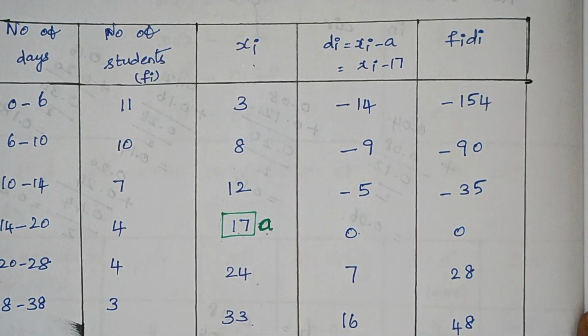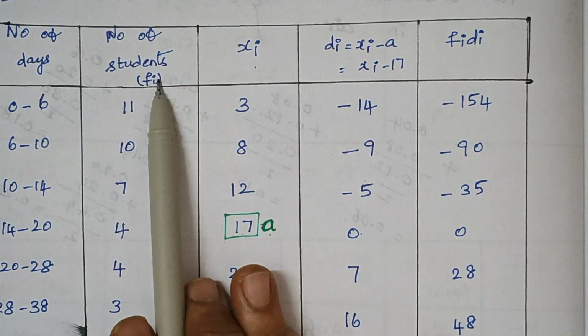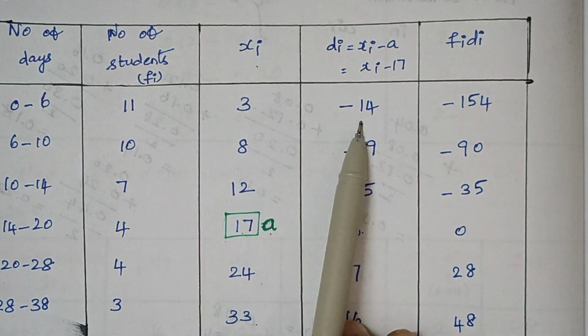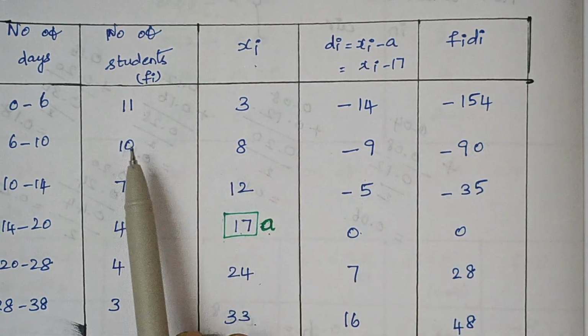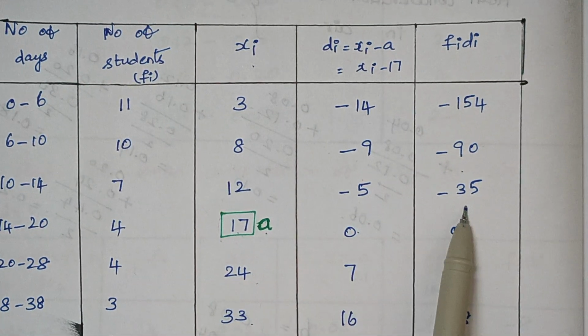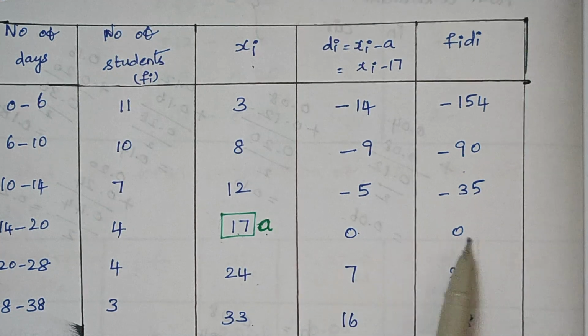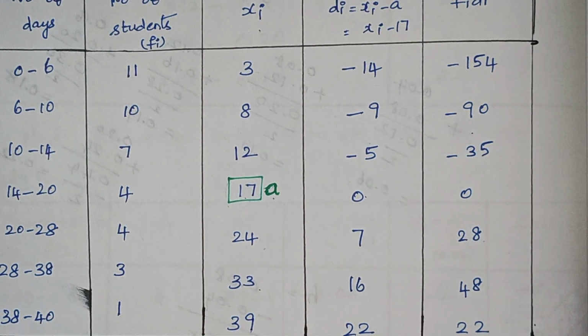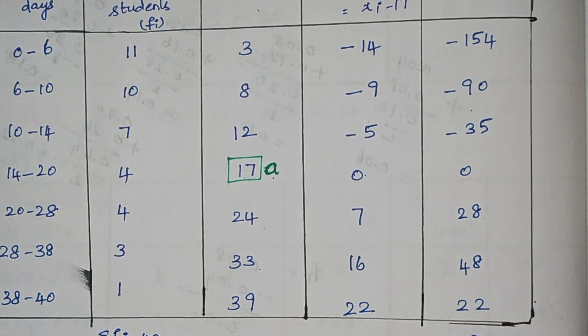And the next thing is FiDi. So this is your Fi and this is your Di. You just have to multiply. So 11 into minus 14 is minus 154. 10 into minus 9 is minus 90. 7 into minus 5 is minus 35. 4 into 0 is 0, and 4 7s are 28, and 3 16s are 48, and 1 times 22 is 22.